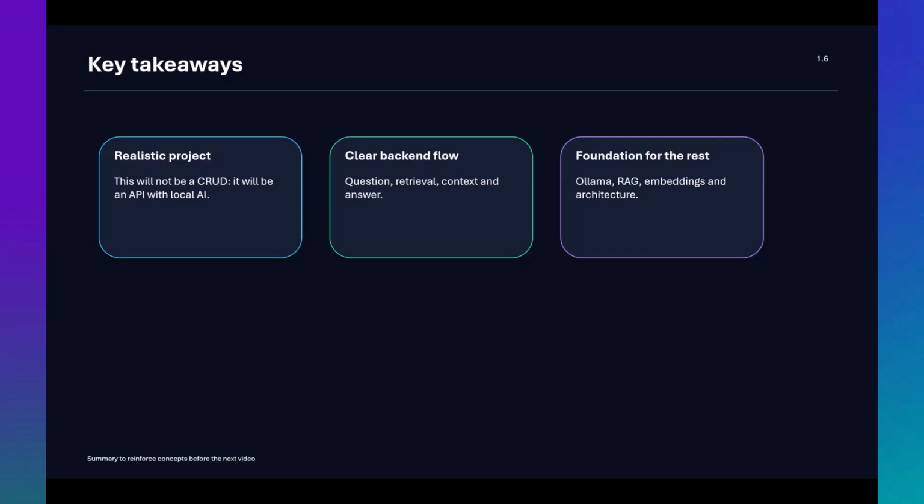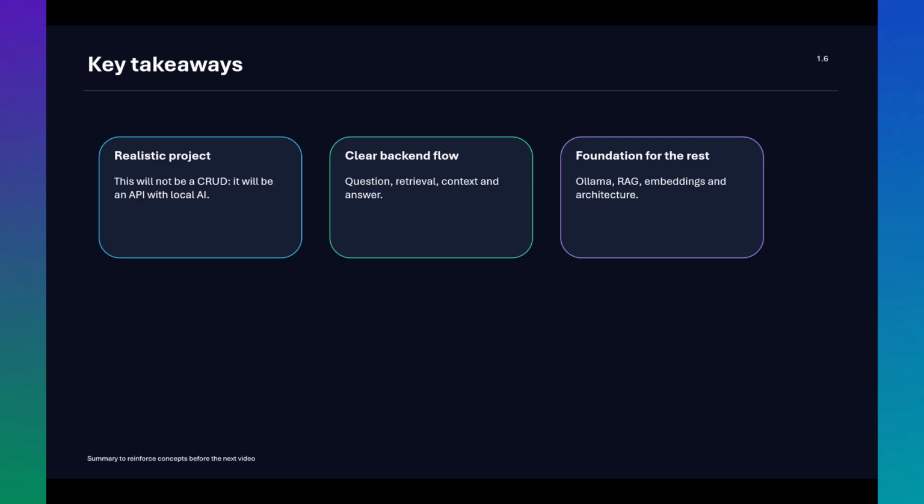Let's summarize the most important ideas from this chapter. First, this is a realistic project. We are not building a simple CRUD application. We are building a web API with local AI and storage integration. Second, the backend flow is clear. The user asks a question. The system retrieves relevant context, and the AI generates an answer.